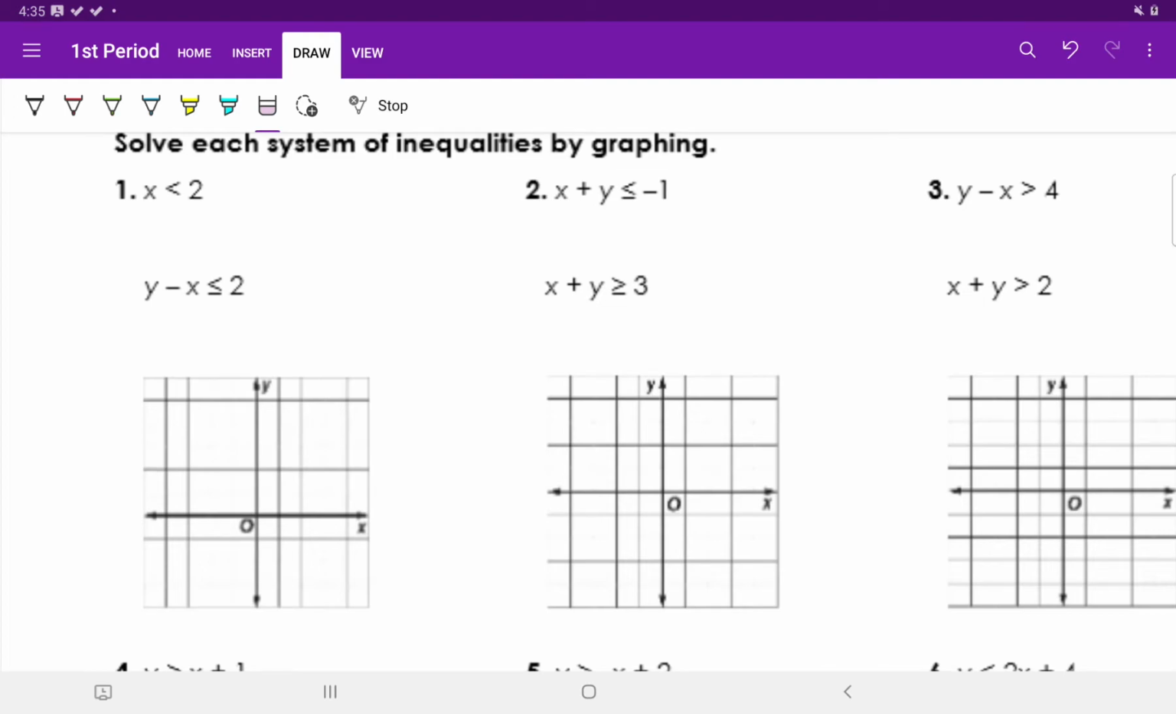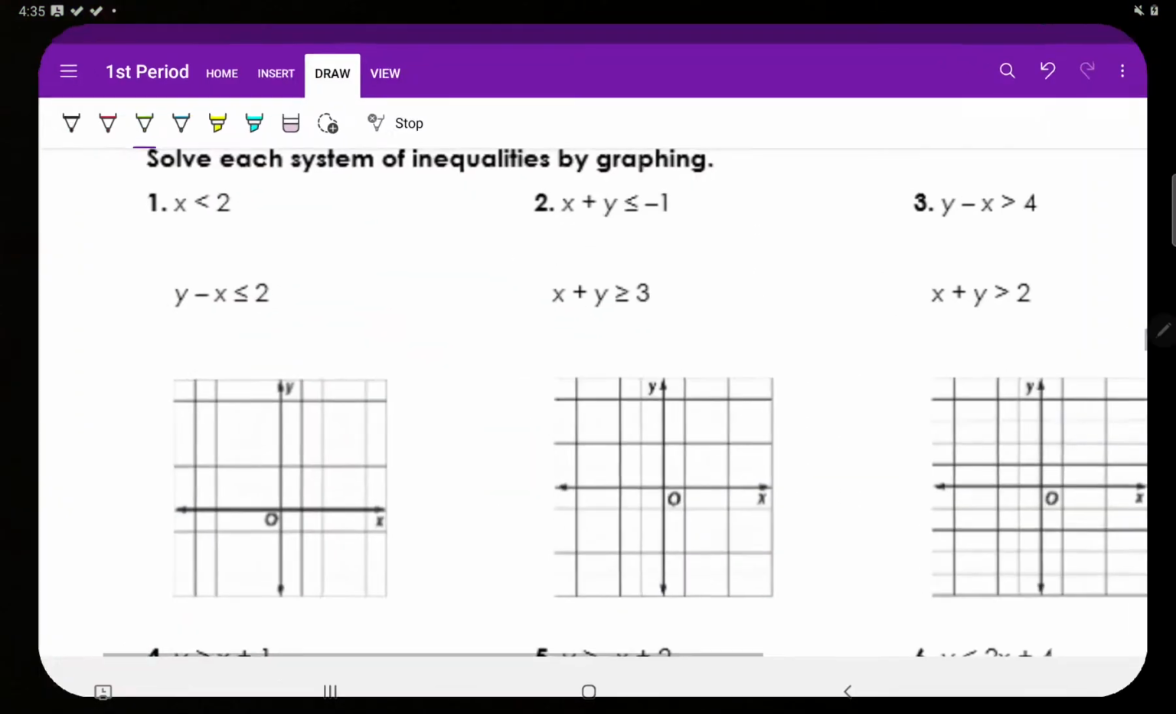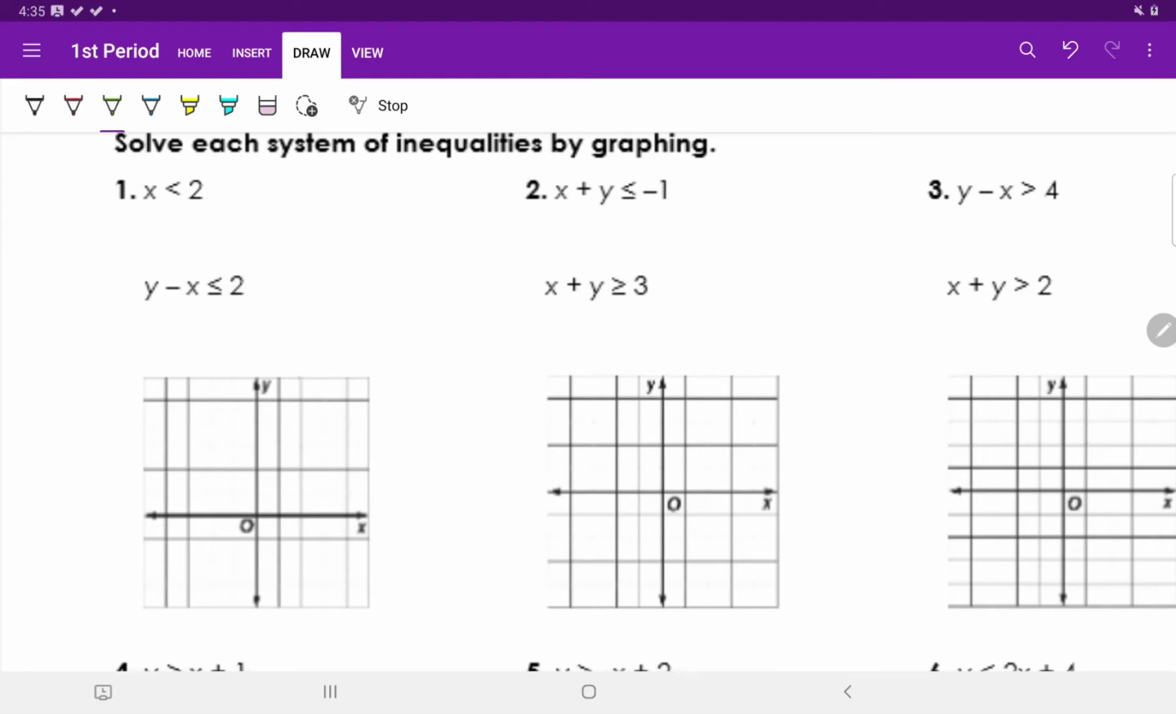Okay, for question 1, we have x is less than 2. This represents a vertical line that goes through x is 2. So since it's a less than symbol, we're going to have a dashed line, and less than 2 means we're going to shade to the left. So this area over here, I'm just doing some quick shading, something easy to erase.